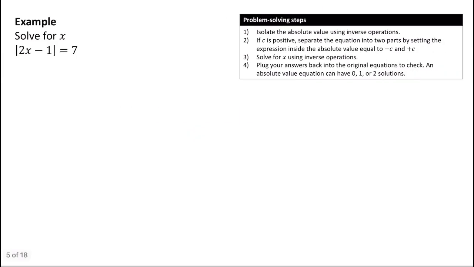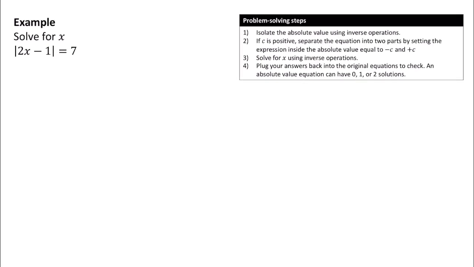So let's start off with this example. Let's solve the absolute value of 2x minus 1 is equal to 7. So 7 is a positive number. That means I'm going to have 2 cases when I'm solving this equation. So I'm going to set it equal to the positive value and the negative value. So I have 2x minus 1 is equal to 7, and 2x minus 1 is equal to negative 7.